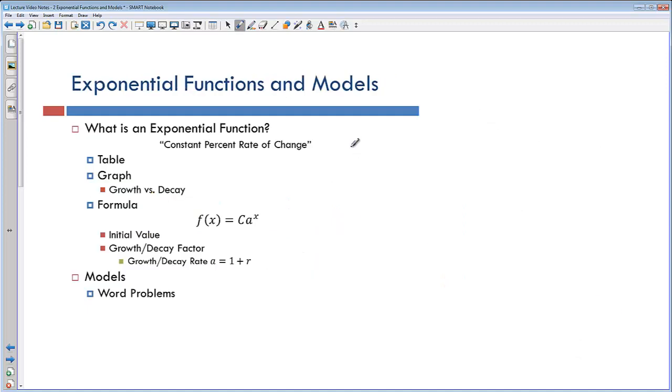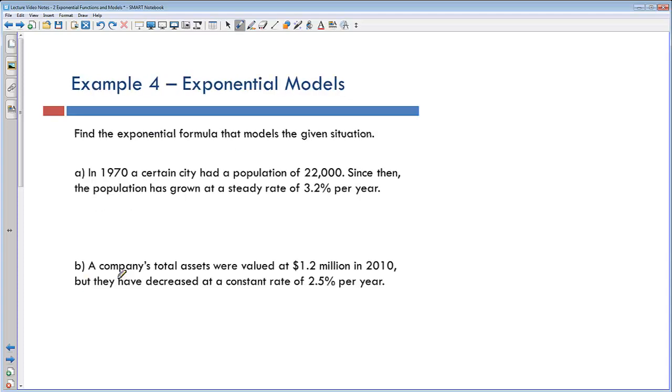And so the last thing we always want to talk about when we learn about a function like the exponential function here is problems with modeling. So, how are these functions used to sort of model things? And it becomes real apparent how useful they are and how common they actually are once we look at these word problems. So we want to find an exponential formula that models the given situation. So we have two different situations.